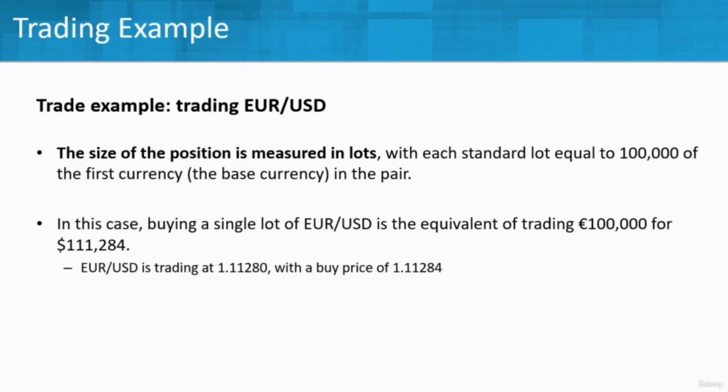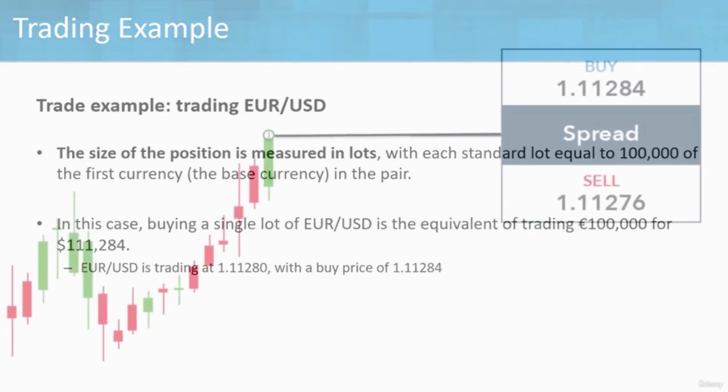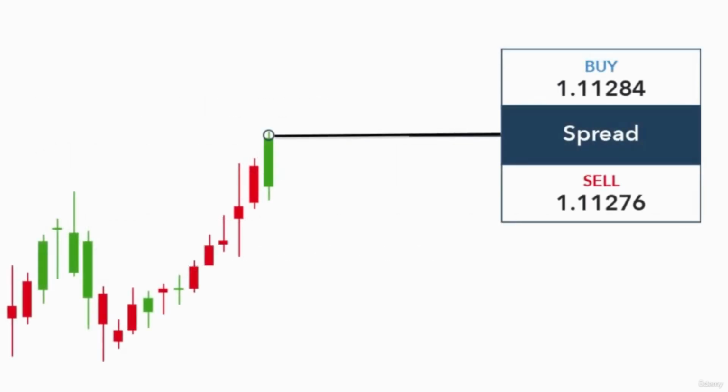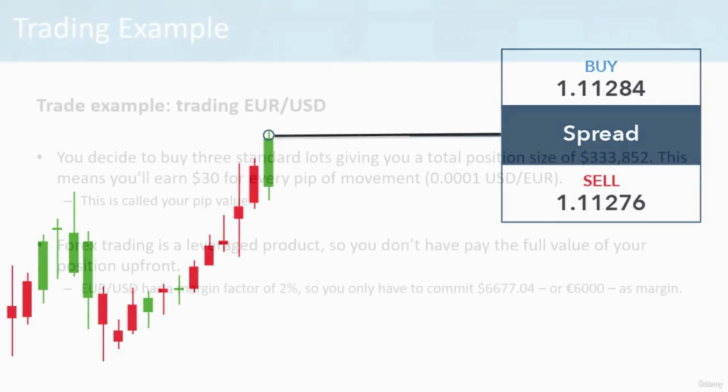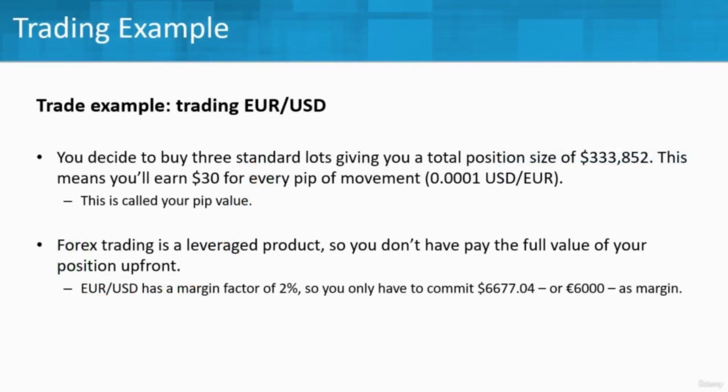But since the euro in this case, at this time, is stronger than the dollar, we're trading at 1.11280 with a buy price. That's the quote price, but we're basically buying at 1.11284. Thus, our $111,284 to trade for those euros, and we're hoping those euros will go up in value. Of course, we don't have $111,000 laying around, so that's already pretty expensive.